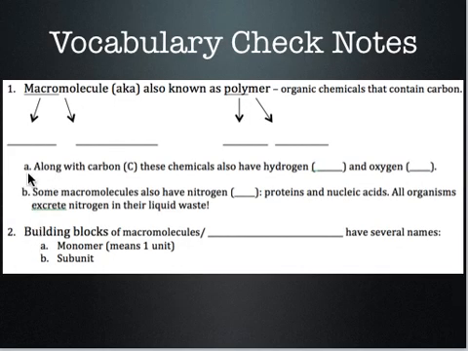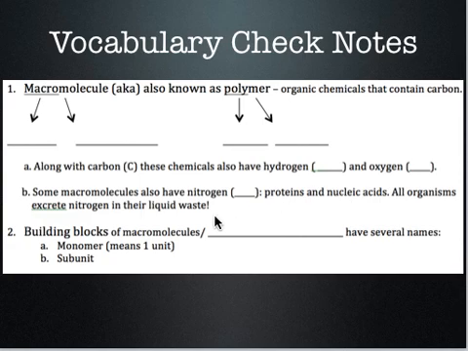Okay, letter A, along with carbon, capital C, these chemicals also have hydrogen, which is in this blank, capital H, and oxygen, capital O. So all macromolecules always have carbon. They usually also have hydrogen and oxygen. Some macromolecules also have nitrogen, or the letter N. Proteins and nucleic acids are examples of macromolecules that have nitrogen in them.